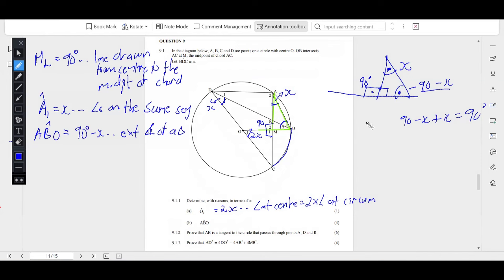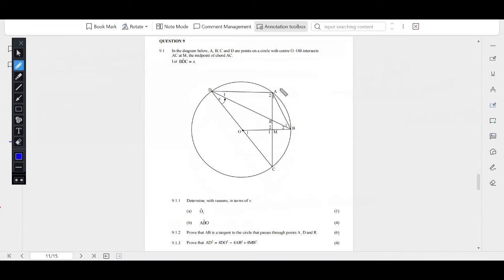Right. Then prove that AB is a tangent to the circle that passes through points A, D, R. Every time they mention that, you want to draw a circle that encompasses all those points mentioned there. So A, D, R, there we go. So that means the tangent is AB, then that means our chord is AR. So this angle has to be between the tangent and the chord and must be equal to the angle in the alternate segment.